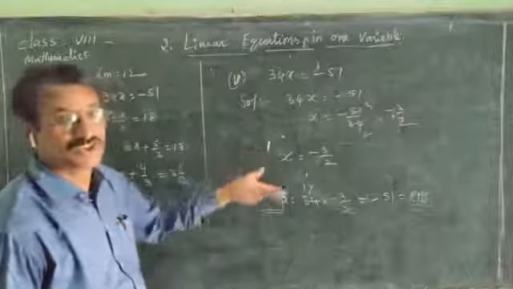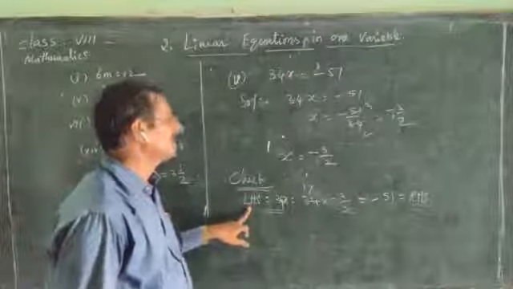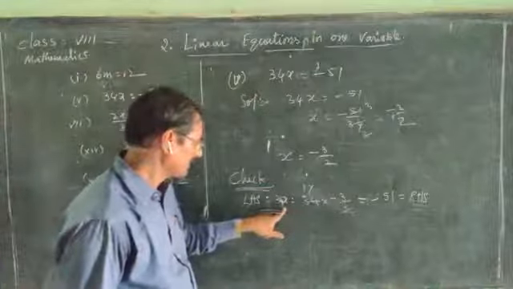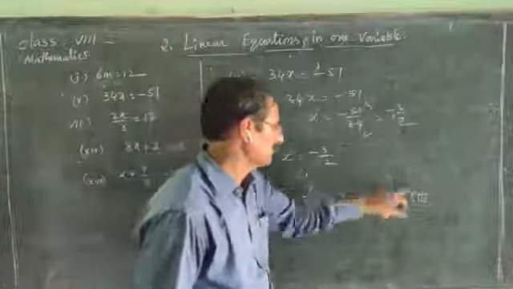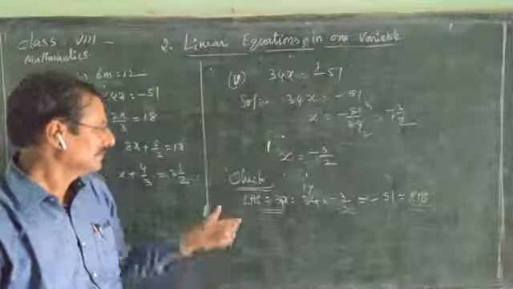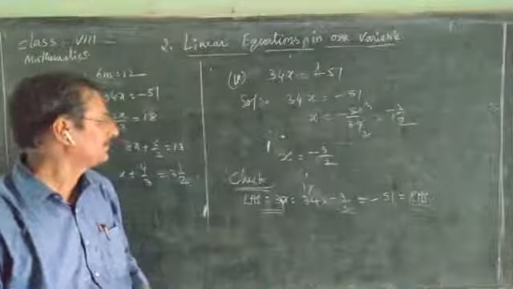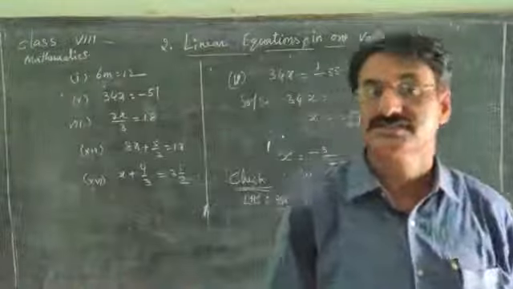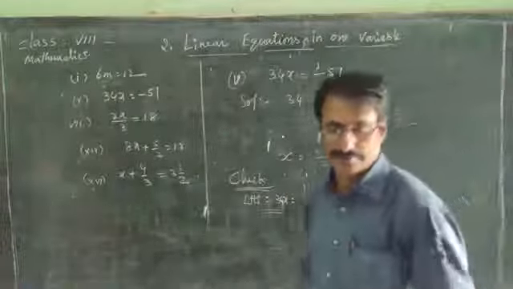To check if it is a solution or not, substitute this value in the equation. First, we are going to substitute the x value in the left hand side. 34x on the left side, 34 into minus 3 by 2. 2 17s, 17 minus 3 is minus 51, which is in RHS. So this minus 3 by 2 makes both sides of the equation equal. Then it is called a solution.